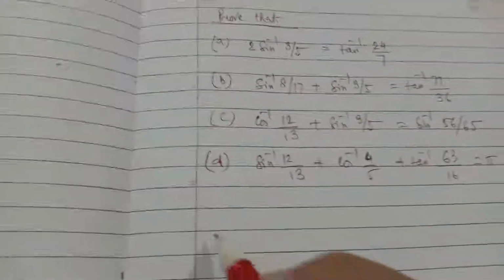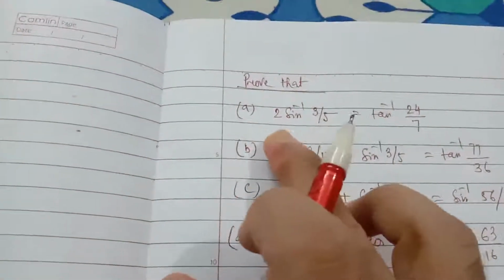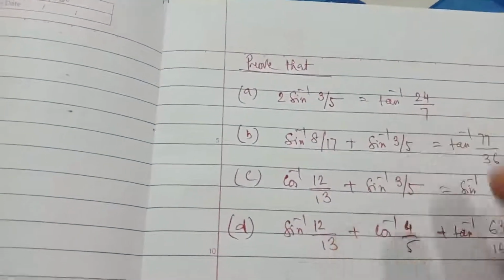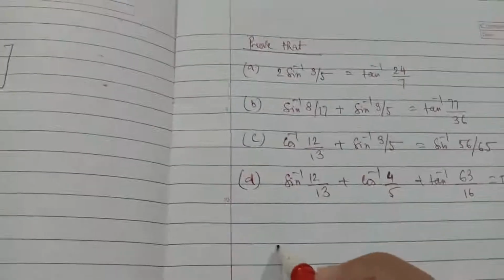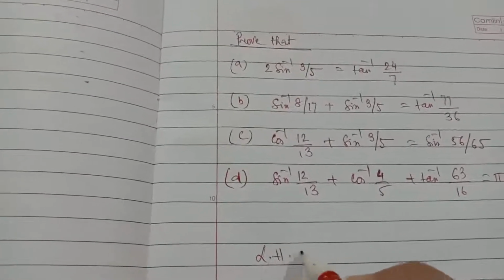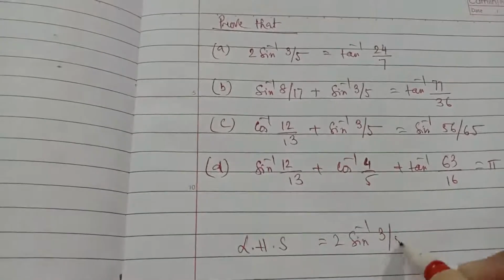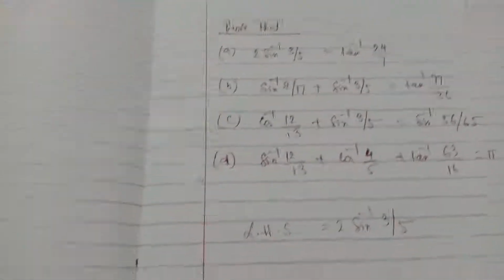First, prove that 2 sine inverse of 3 by 5 equal to tan inverse 24 by 7. So let us start with left hand side. 2 sine inverse of 3 by 5.